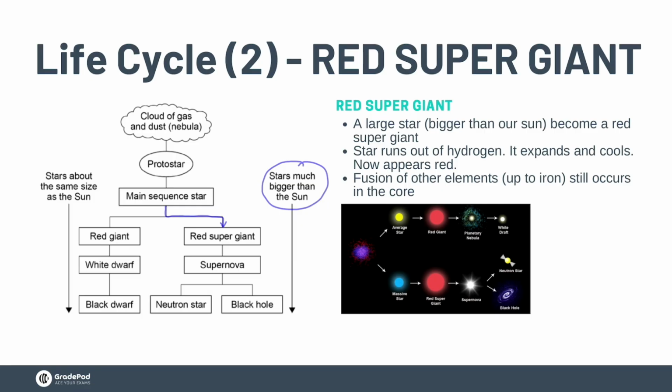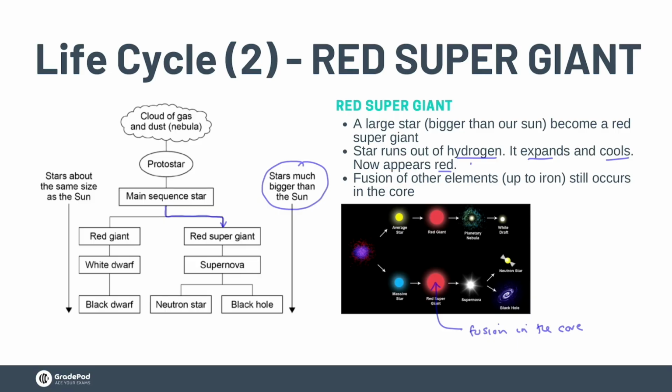The path it takes, and again, we're not very inventive astrophysicists, it turns into a red supergiant. It's much bigger. So a large star that's much bigger than our sun becomes a red supergiant, and it's the same thing. It's because the star has run out of hydrogen, so it can't fuse hydrogen anymore. So it expands and cools and appears red. But again, as before, fusion of other elements still occurs in the core. So we're creating things like carbon, oxygen, nitrogen, all those things inside the core of the red supergiant.